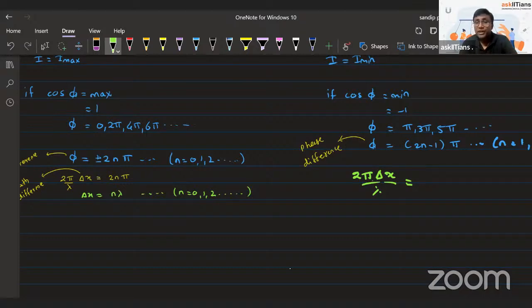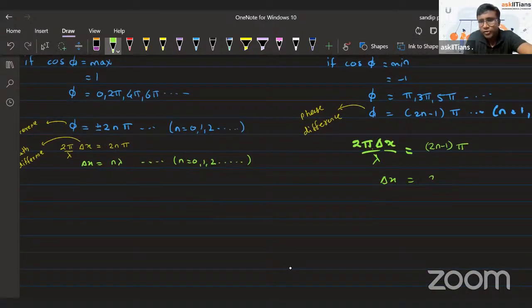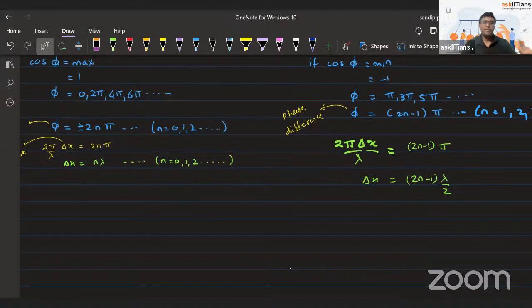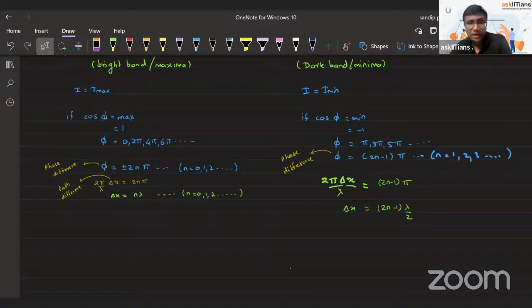Again, if you do the calculation here, the pi will get cancelled, right? Then the 2n minus 1 will remain as it is, right? So delta x will become 2n minus 1 times lambda by 2, or an odd multiple of lambda by 2. Again, n can take the values 1, 2, 3, and so on, right? So this is the condition for constructive as well as destructive interference, right?